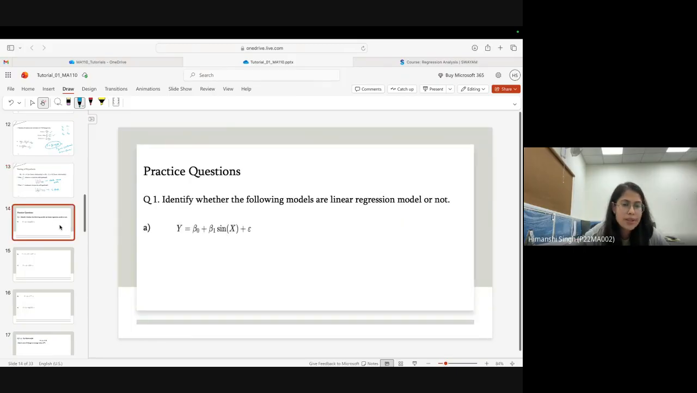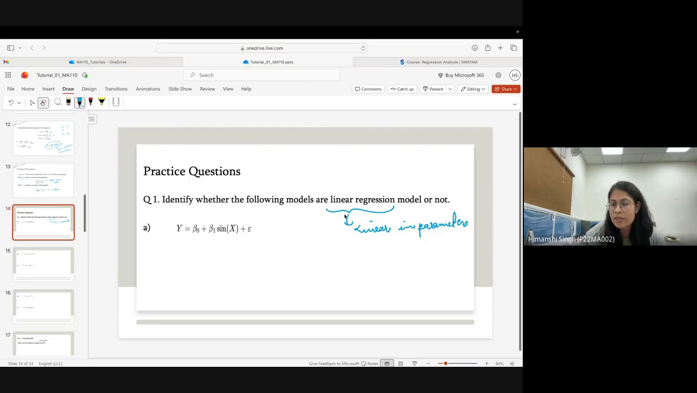Okay, so here I have taken some of the examples or some of the questions where it is asked that we have to find out whether the models are linear regression models or not. So basically if I am saying that it is a linear regression model, we are saying that it is linear in parameters. It doesn't mean that it is linear in x.